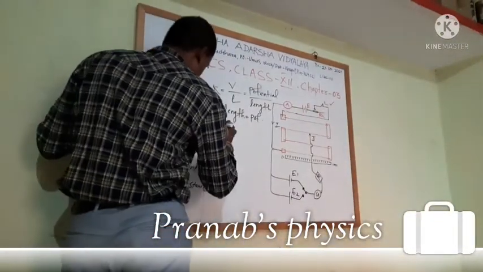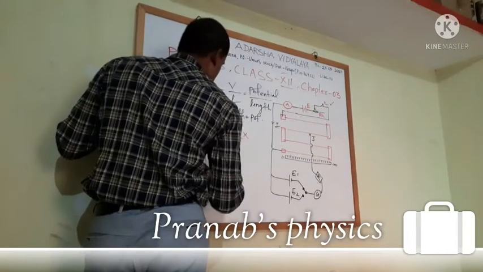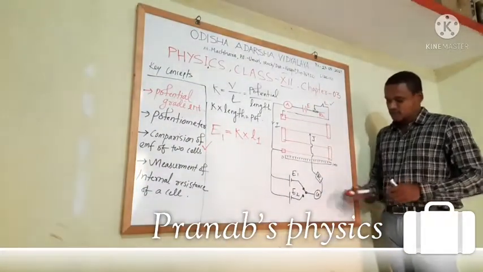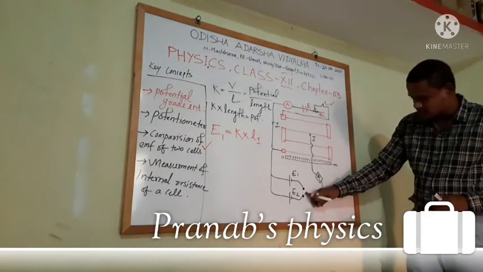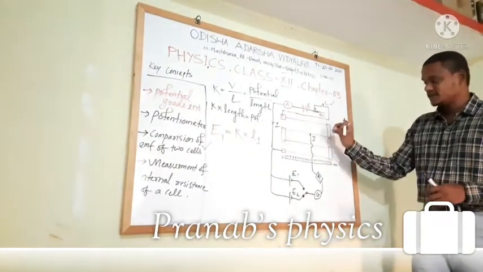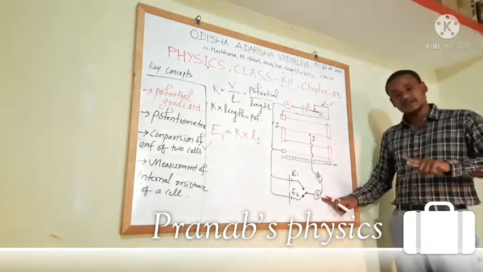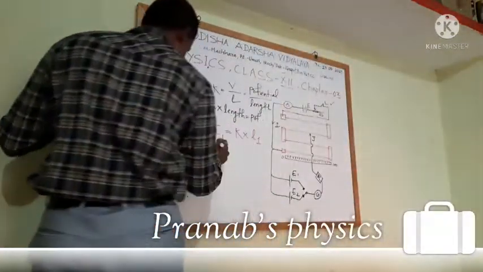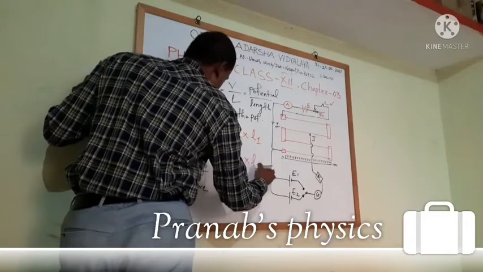At that balance point, the potential E1 is equal to the potential gradient into, suppose the length is L1. Now disconnect battery E1 and connect battery E2. Again move the jockey on the wire, at a certain length L2 you get galvanometer current 0, the balance point. At that balance point, the EMF E2 is equal to K into L2.